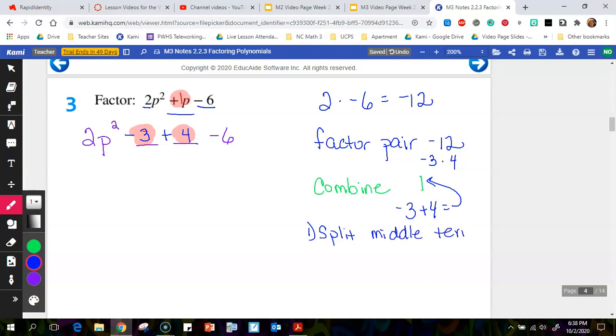And to split the middle term, I've got to figure out what to split it into. That's why I multiply the 2 times a -6, got -12, and then I need to know what the pair of numbers is going to be right here. So I've got to split the middle term.